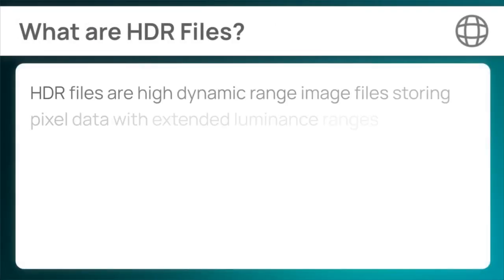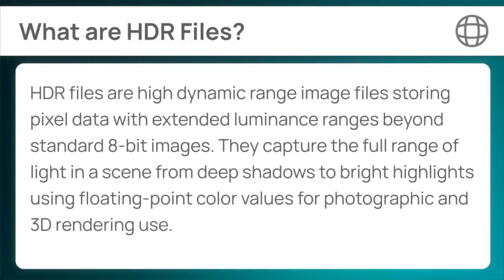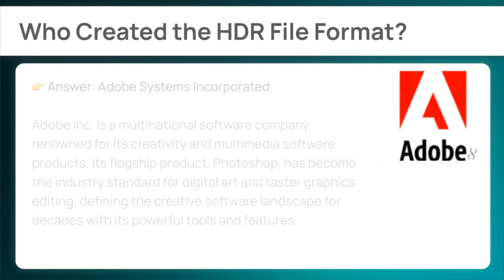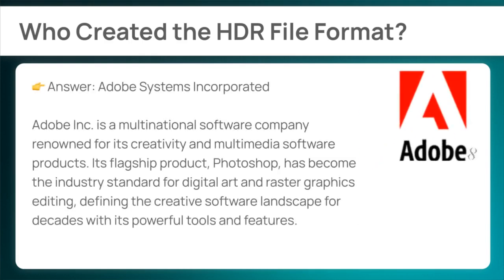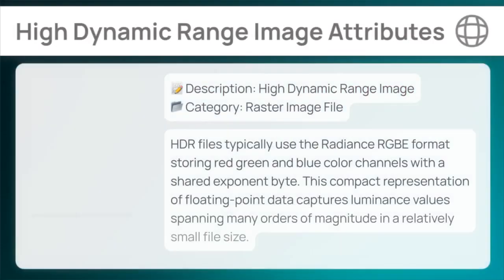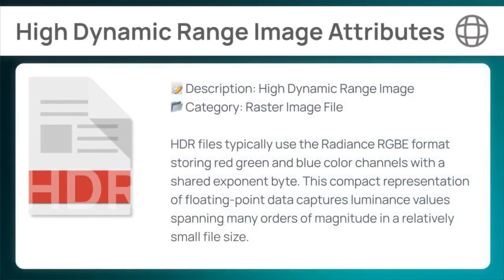HDR files are high dynamic range image files, storing pixel data with extended luminance ranges beyond standard 8-bit images. They capture the full range of light in a scene from deep shadows to bright highlights, using floating point color values for photographic and 3D rendering use. HDR files typically use the Radiance RGBE format, storing red, green, and blue color channels with a shared exponent byte. This compact representation of floating point data captures luminance values spanning many orders of magnitude in a relatively small file size.